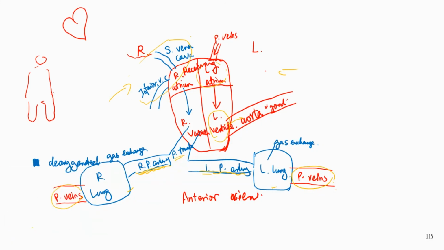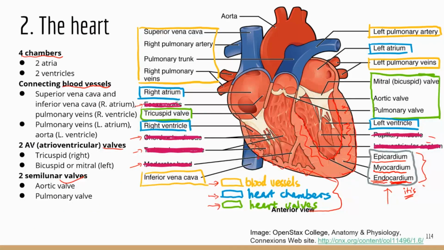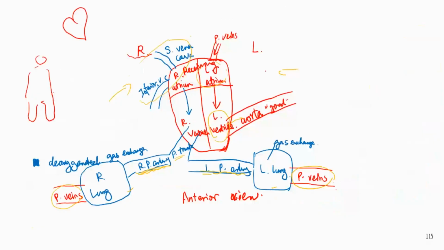So there are 2 AV valves. Let's go back here, AV valves. AV stands for atrioventricular. Atrial refers to atrium, ventricular to the ventricle. So the 2 AV valves are going to be located between an atrium and a ventricle. There is one right here between the right atrium and the right ventricle. That's going to be the tricuspid valve. And the other side, the counterpart on the left side, is the bicuspid valve or mitral valve.